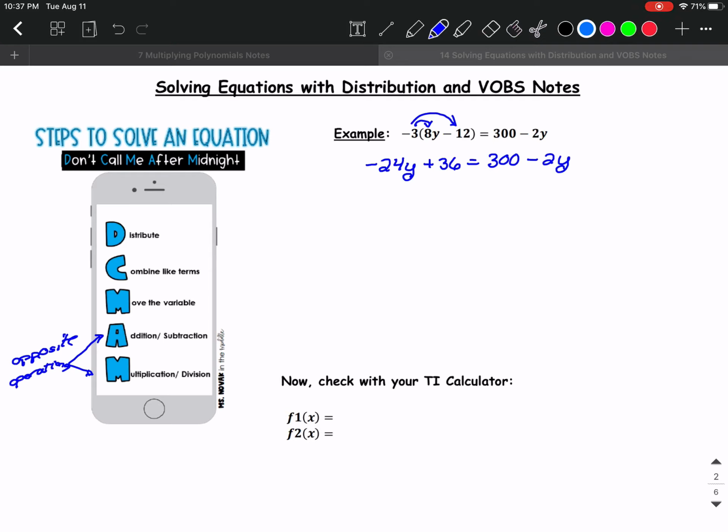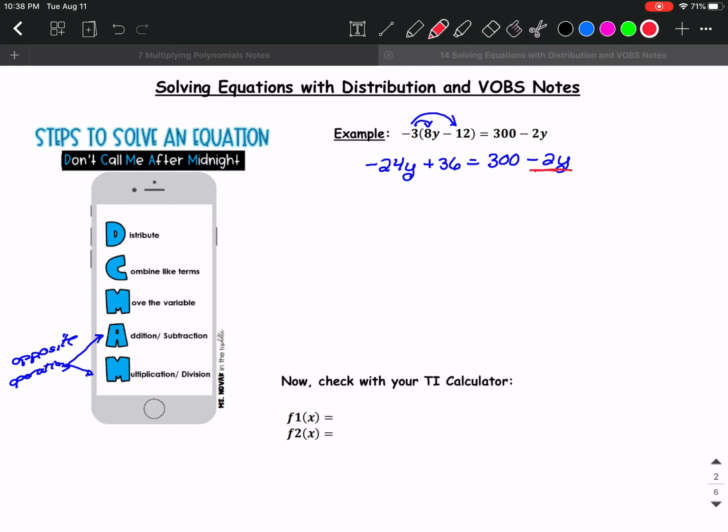Now, when it comes to like terms, our only like terms are on opposite sides of the equal sign. So we don't have to combine them on the same side. We have to decide which side we're going to move our variable to. Well, we've got negative 24y on the left and negative 2y on the right. Which side has the bigger number? Negative 2y is actually bigger than negative 24y.